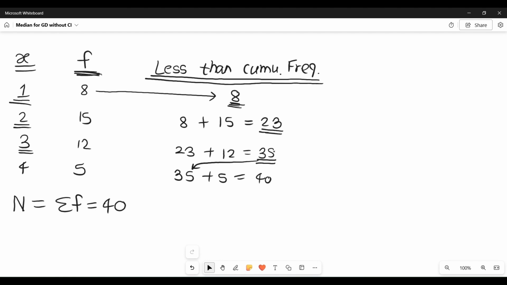This less than cumulative frequency value is very helpful, and that's the reason we are using these values to calculate median.